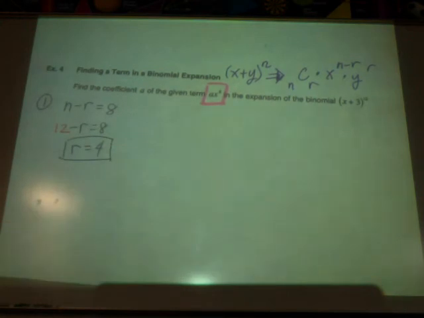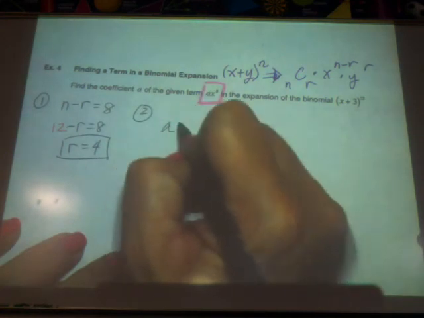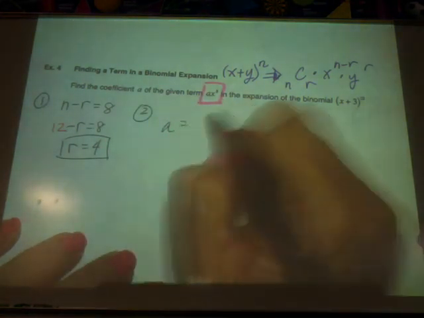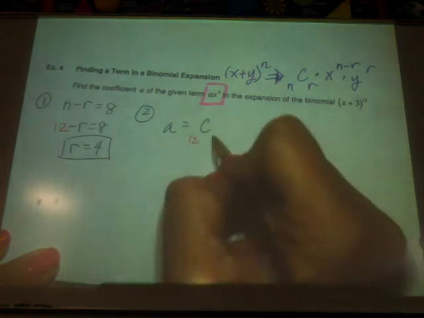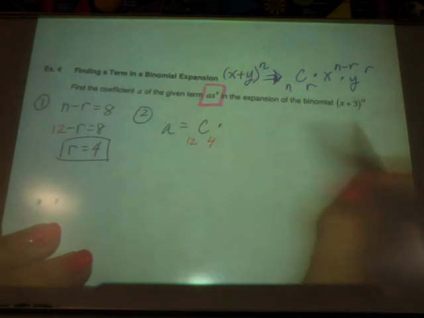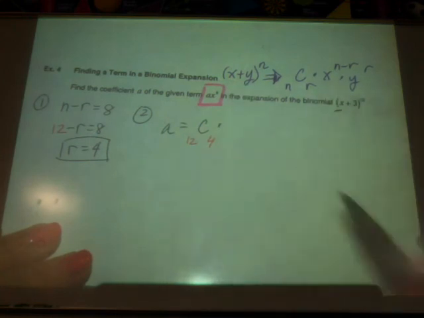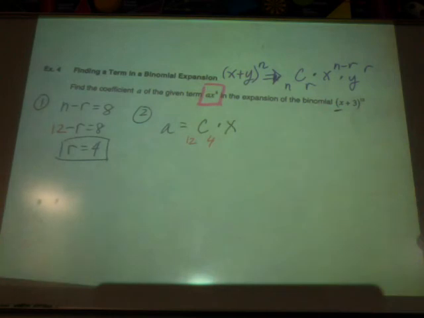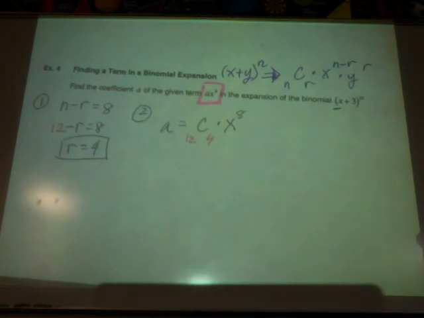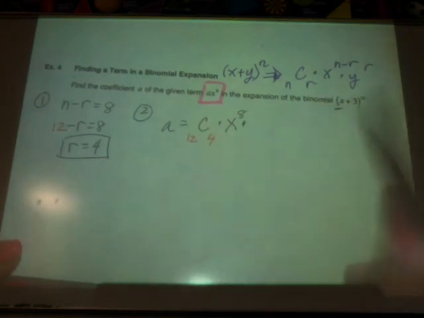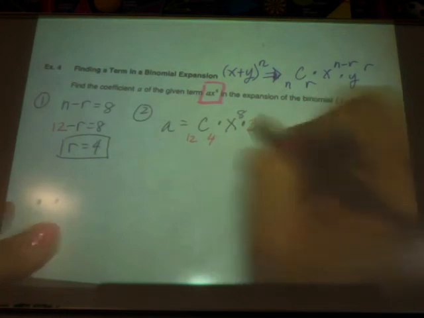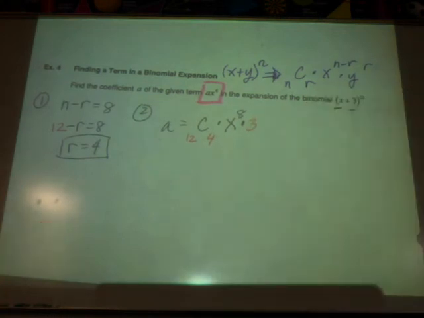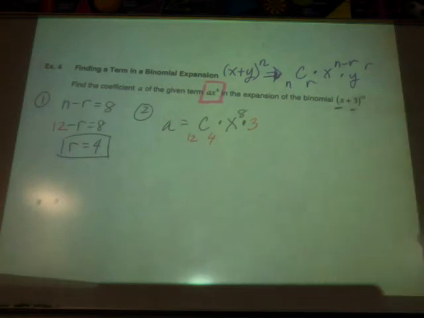So we have everything we need to write our equation for a. So then step 2, a is equal to c sub n is 12, right? We found r to be 4 times our x is x, right? Because this is our x. So I'm not going to change that. But we already know that it's to the 8th power because they gave that to us, right? Times y is what? That's where the 3 came from yesterday. y is your 3. So I am going to replace their y with 3. y means the second term in the binomial. And then it's to be raised to the r. What's r? 4.